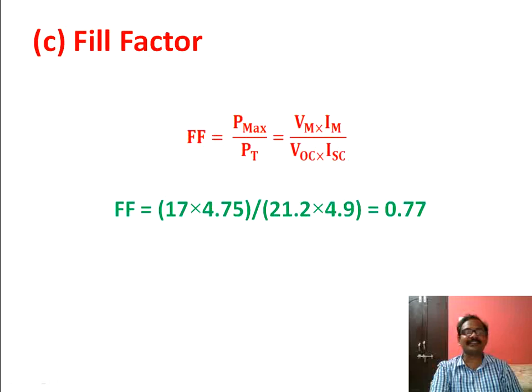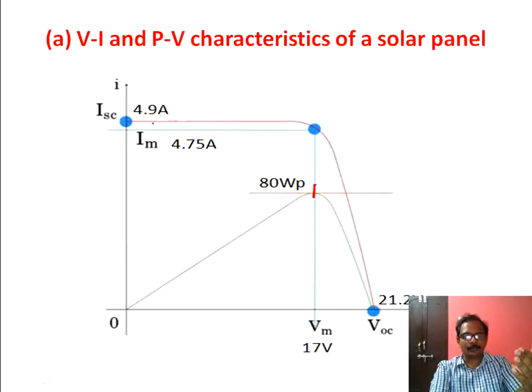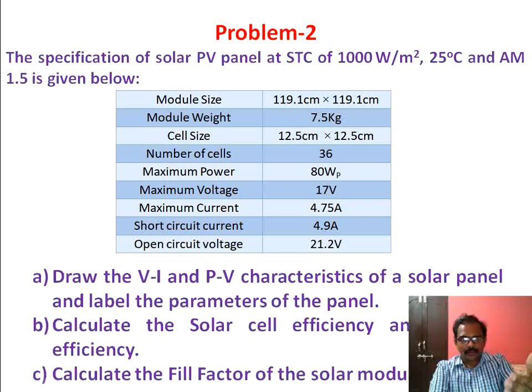The third one is the fill factor. What is fill factor? The ratio of maximum power by theoretical power. What is the maximum power? Vmax into Imax. What is the theoretical power? VOC into ISC. What is Vmax in the problem? The voltage at maximum power is 17 volts. Current at maximum power is 4.75 amperes. Short circuit current is 4.9 and open circuit voltage is 21.2.